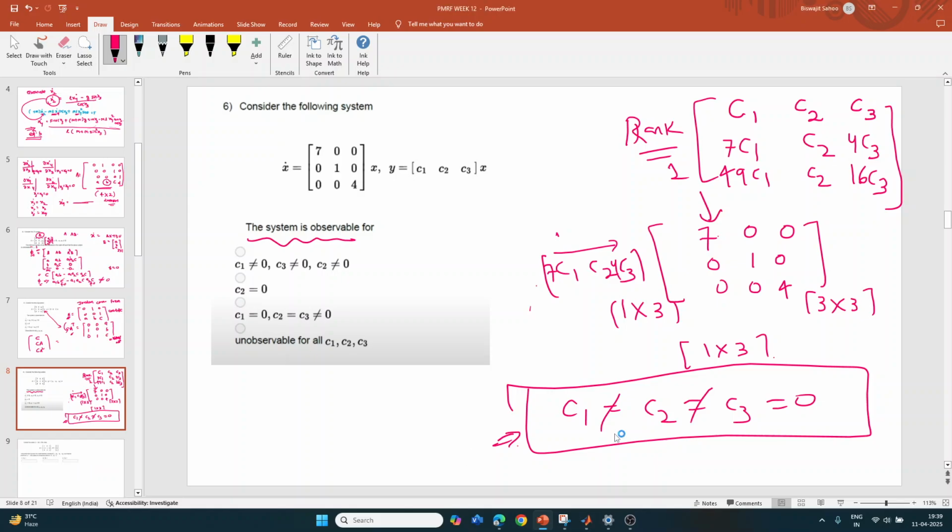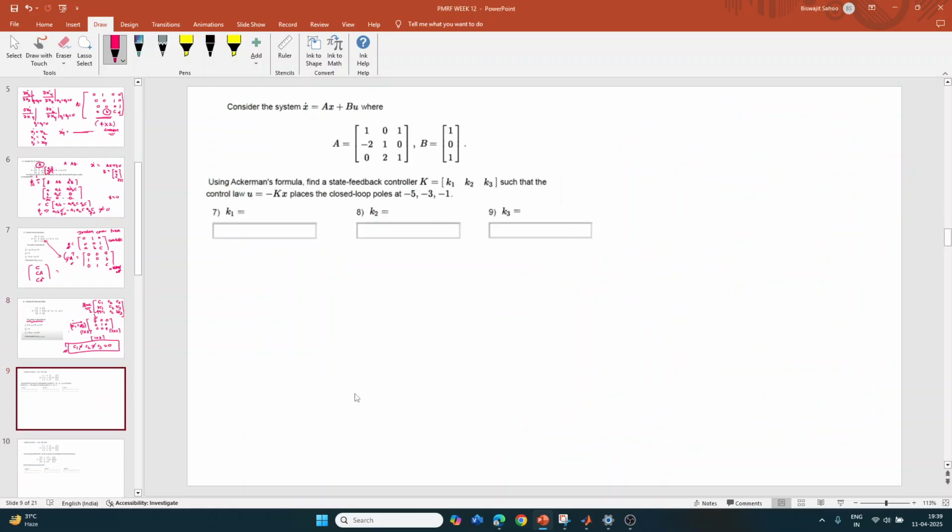Now coming back to the next question. This question is a little bit tricky, using Ackermann's formula. Have you gone through Ackermann's formula and how to solve this type of question?